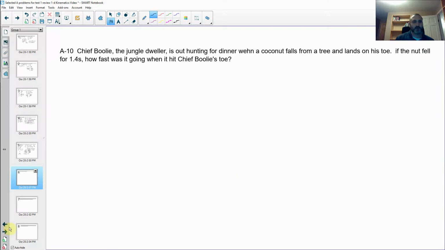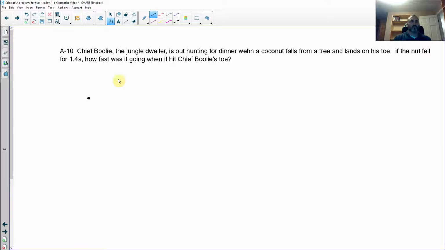Let's hide this. All right, Shipuli, the jungle dweller, is out hunting for dinner when, sorry about a typo, a coconut falls from a tree and lands on his toe. The nut fell 1.4 seconds. How fast is it going when it hits his toe? There's a lot of information here, but again, if we've been paying attention, we know we're dealing with accelerated motion because it falls from a tree.